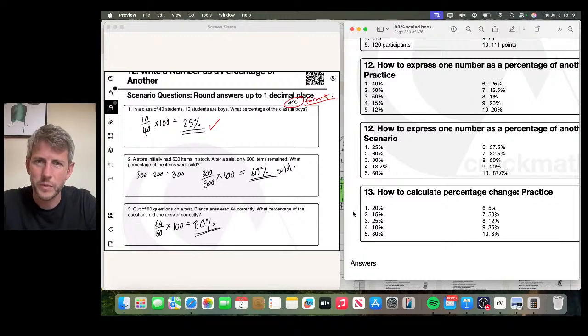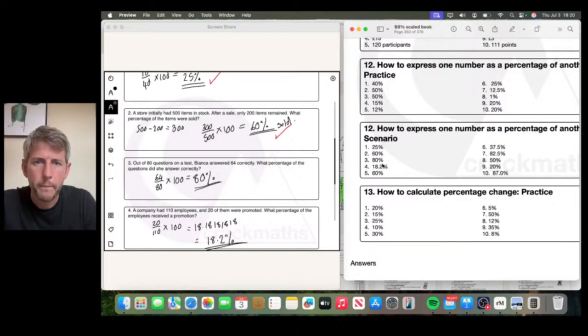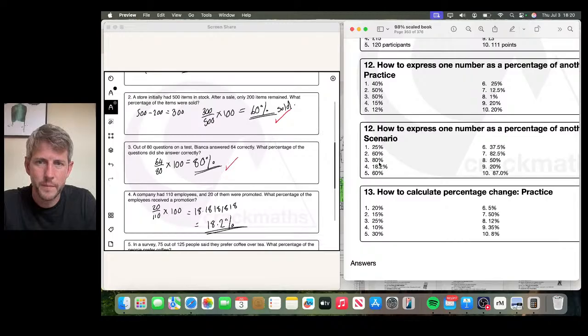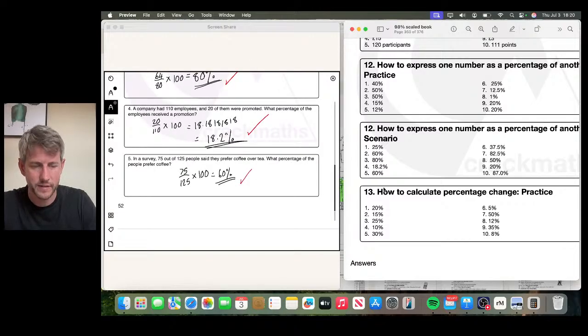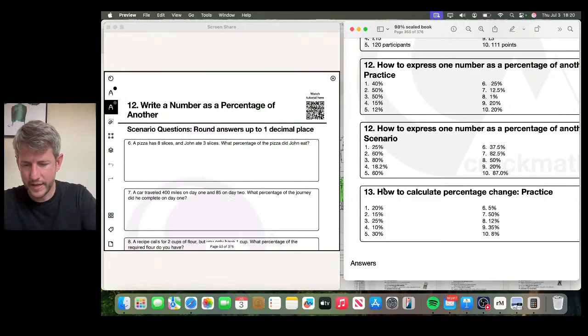That's not the right one. It's this one here. Good. Right, so we're doing question 12 scenario. So 25%, tick. 60%, yep, we agree there. 80%, yep, agree there as well. 18.2%, agree with that one. And 60%, agree with that one there. Okay. Next page.